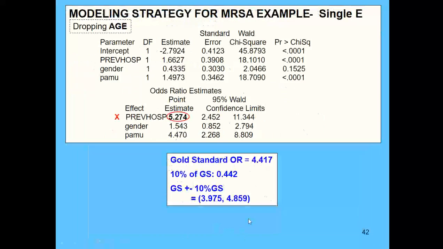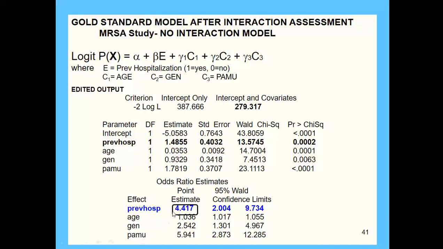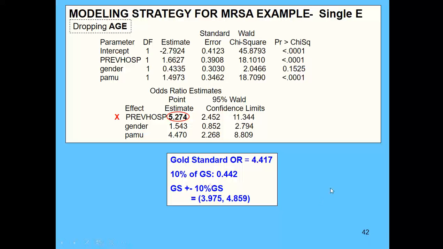Look at the bottom of the slide. So the model that we started off with, again, is the gold standard model. And that odds ratio was 4.417. That's what I got from here. And I just wrote it again over here, 4.417.